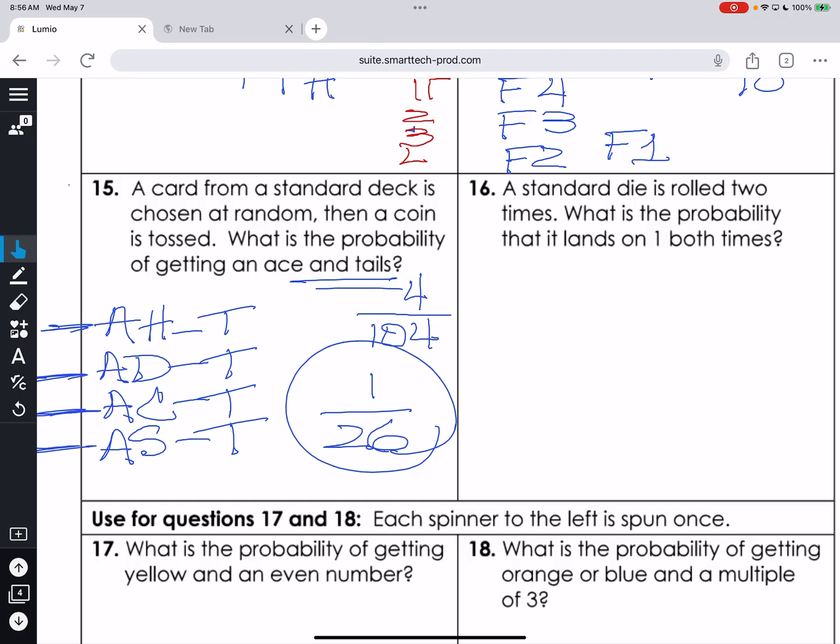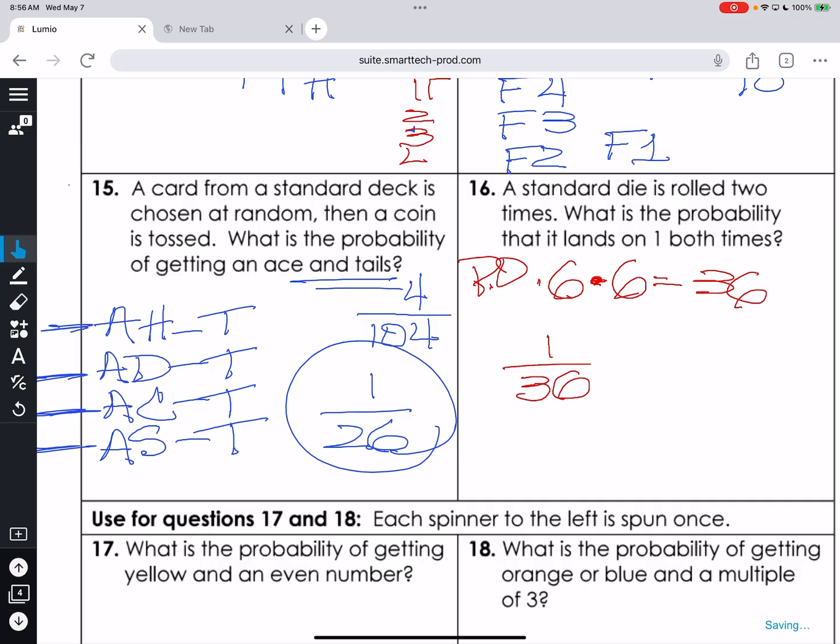1 out of 36. Very good. That's the answer? 1 out of 36. Okay, we know it's 6 times 6. This is our possible outcome. All right, so the first time we roll it, what do we get? We only want a 1. So that would be 1 out of 36.